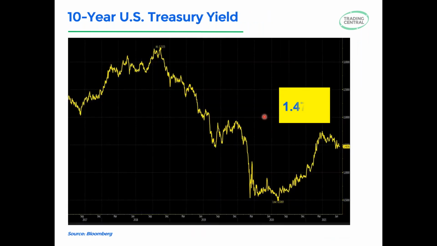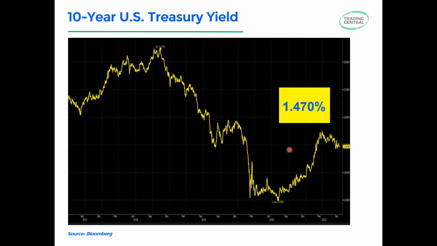Now, this is what I show in every webinar. This is the 10-year Treasury yield of the US. This is the benchmark of Treasury yield. It is 1.47%. And mind you, in 2018 we were at a level of about 3.2, and now we are at 1.47. You can see the trend is not going up. The trend is to the downside.